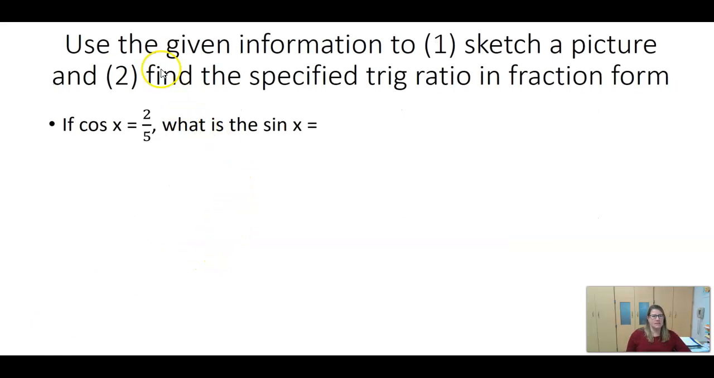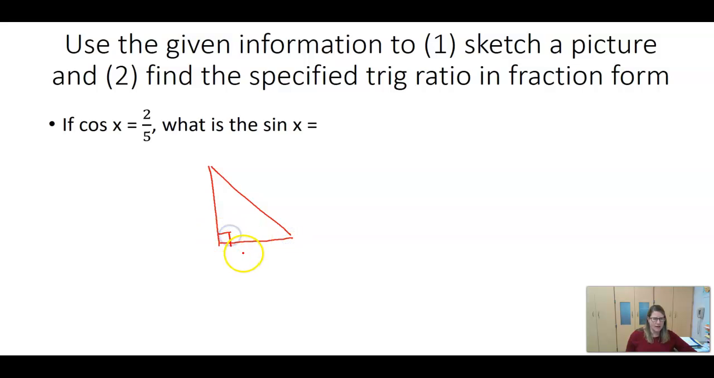This asks me to use the given information to 1, sketch a picture, and 2, find the specified trig ratio in fraction form. Basically all we know right now is that the cosine of x is equal to 2 over 5. So we're going to sketch a picture of this. Maybe give me a second. Okay, so we're going to go ahead and just draw a right triangle. So here's my right triangle.